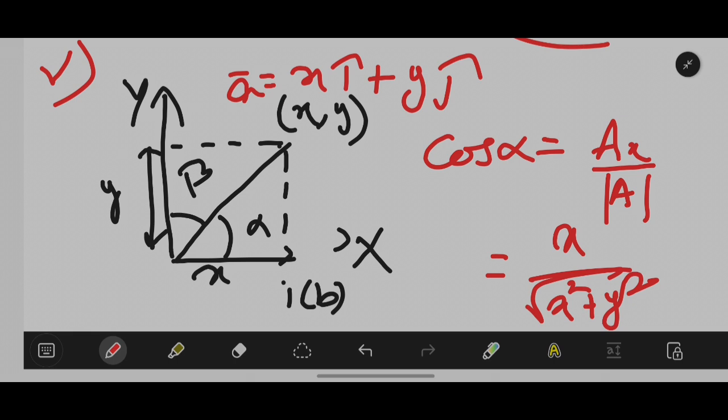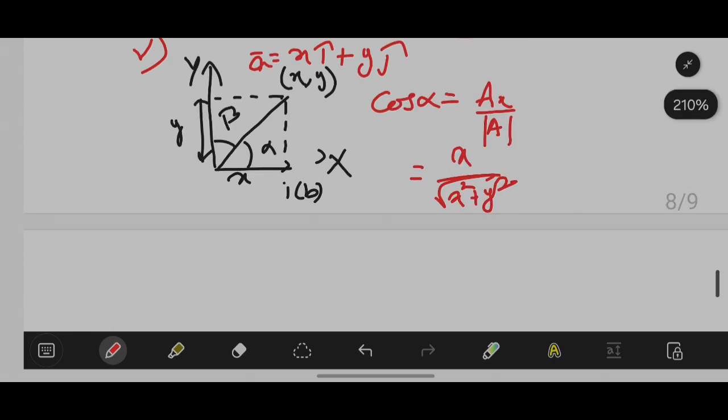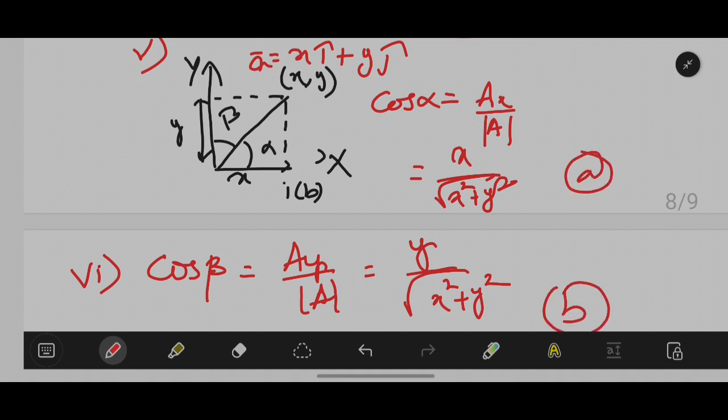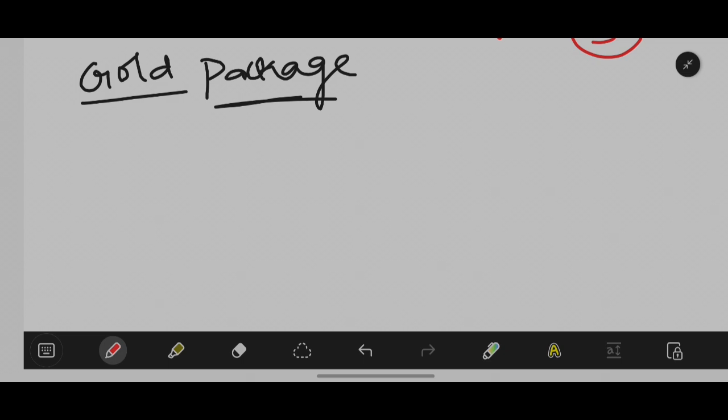Okay. Next question. From the same figure, they are asking us the value of cos beta. So cos beta simply, what is the formula? Ay by mod A. So that is nothing but y by root of x square plus y square. This is the formula. That's it. B option, A option. Moving forward to the gold package, the sixth question we have here. The component of A bar is equal to 2 i cap plus 3 j cap along the direction of the vectors.